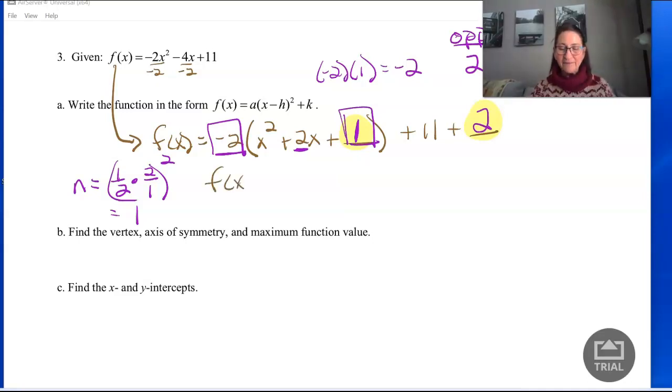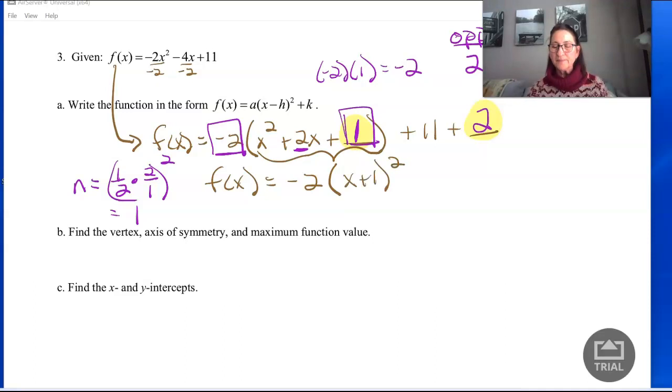So now I've got f(x) equals -2. I'm going to take this perfect square trinomial and put it down to a binomial squared. It's going to be (x + 1) squared. And then I'm going to add the 11 plus 2 to get a plus 13. There we go. Now I've taken my function from standard form to vertex form. Now I can continue on.